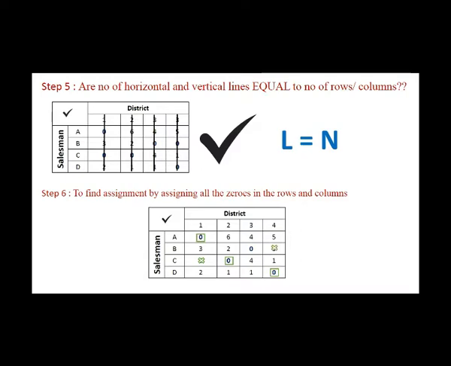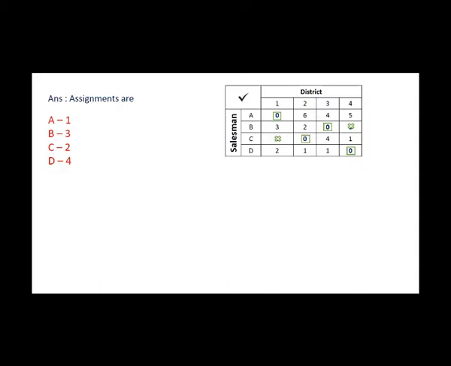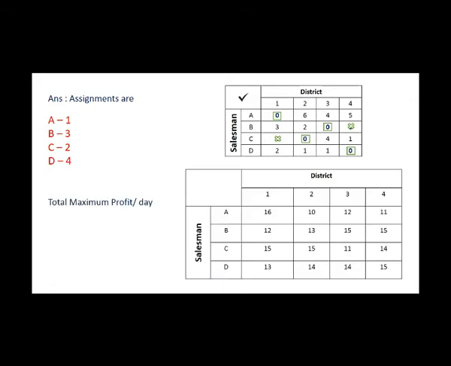So this gets cancelled, and lastly only one zero remains, so I will assign it. As I can see, all assignments are made. The solution is optimum, and the assignments are A to 1, B to 3, C to 2, and D to 4. And the final answer, remember this, will always be calculated based on the original matrix.